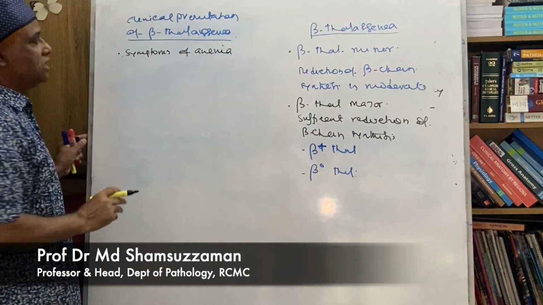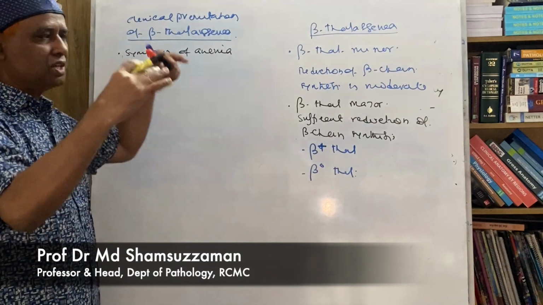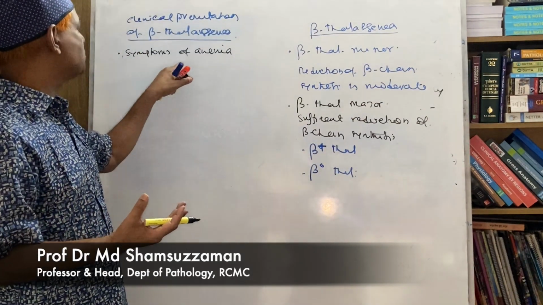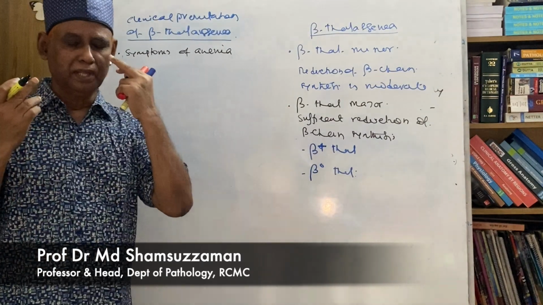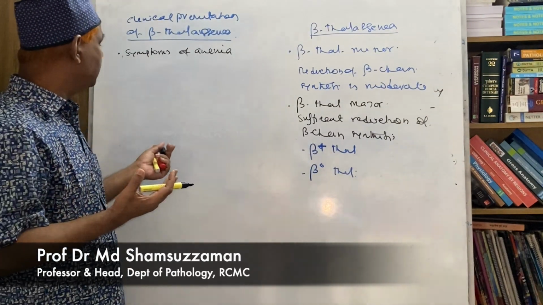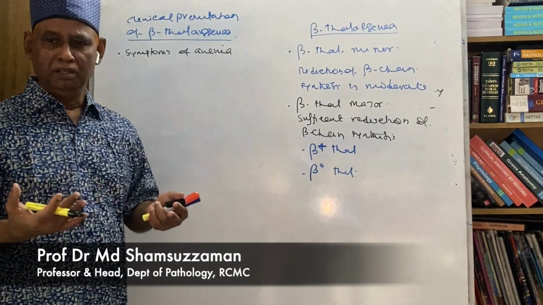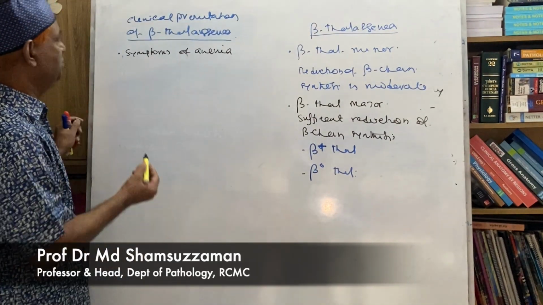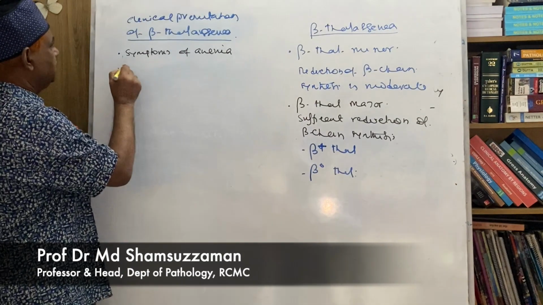As the individual or the baby suffers from reduction of hemoglobin, by definition this is anemia. And symptoms of anemia: the pallor of the skin and sclera, effort intolerance, palpitation. These are the different types of symptoms of anemia the patient may show. Another is retarded growth.